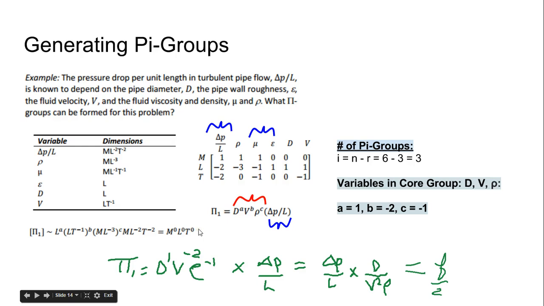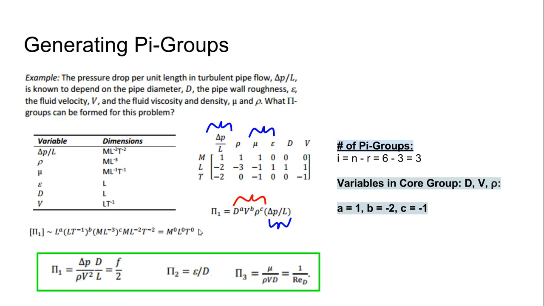Okay, so I'll leave that as an exercise for you guys, but just to make sure you can check your work, you should get that pi 2 is equal to epsilon over D, and your pi 3 is equal to mu over rho V D, and just for your reference, that's just the inverse of the Reynolds number.